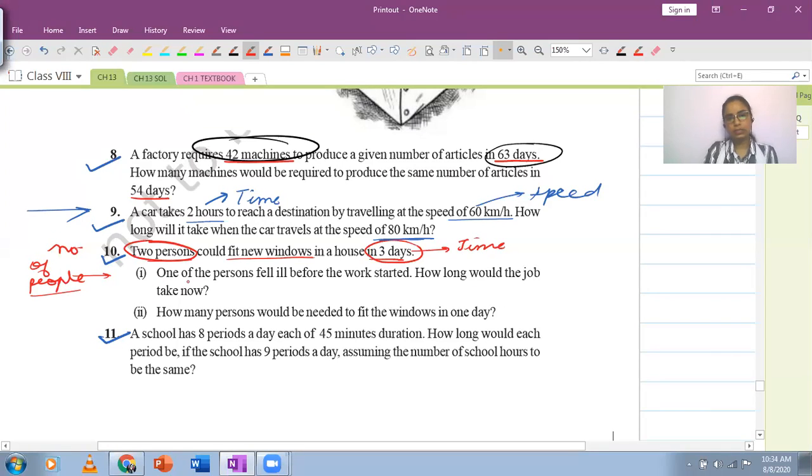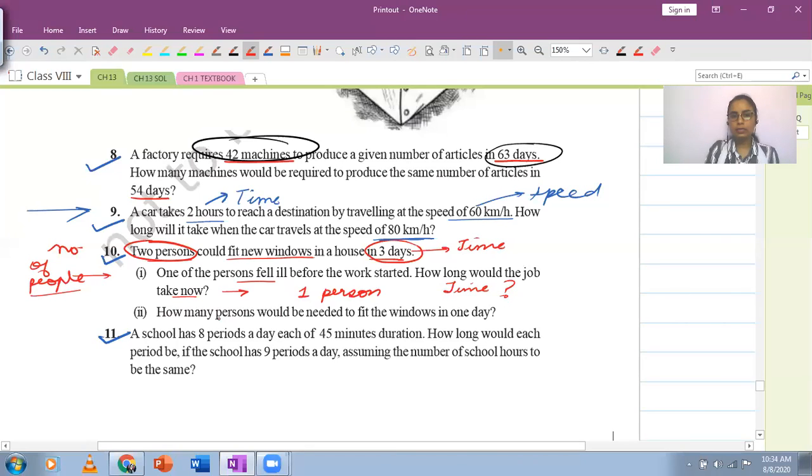Let's look at the parts given to us. In the first part they are saying one of the persons fell ill. Before the work started, one person fell ill. How long would the job take now? So what happened here in the second case? Now there is only one person. So you need to find out the time. पहले 2 लोग थे तो 3 दिन लग रहे थे. अगर एक person होगा तो कितना टाइम लगेगा?